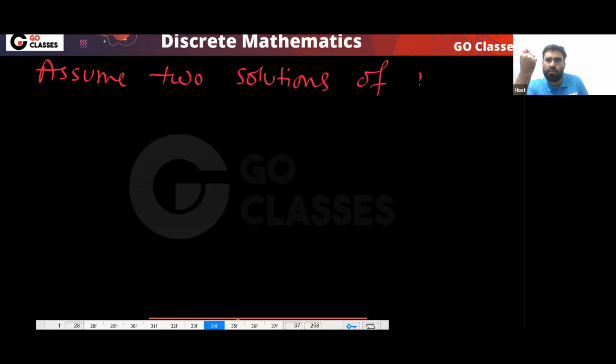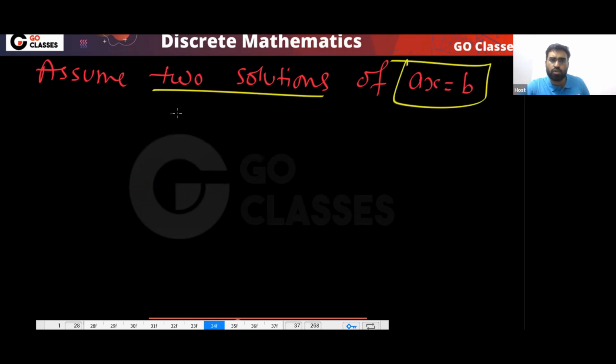Assume two solutions of AX equal to B. So for this equation, assume you have two solutions. And what are these two solutions? Let's assume these two solutions are y comma z. Just assume. Okay, very simple.